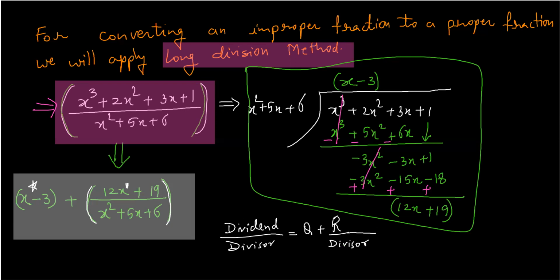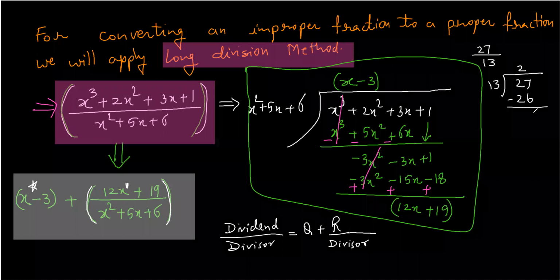Even if you forget this formula, I shall tell you one very simple trick to get this. The trick is, you think of any improper fraction. Say for example, you think of 27 divided by 13. This is improper because the numerator is greater than the denominator, though it is not in x, but this is also an improper fraction. So you now apply the long division method. Here you have 27 and here you have 13, so it will go 2 times. You get 26, you subtract, you get 1, the remainder is 1.